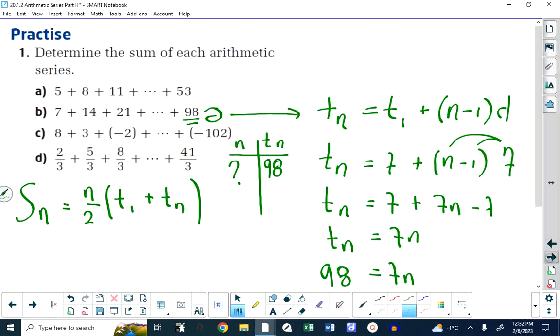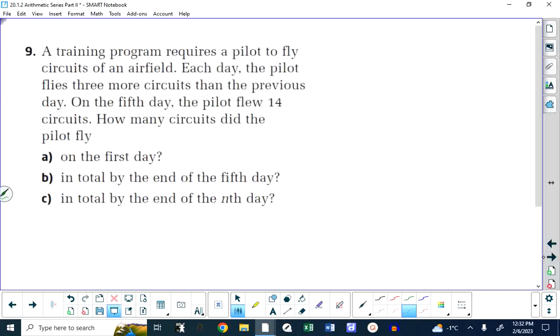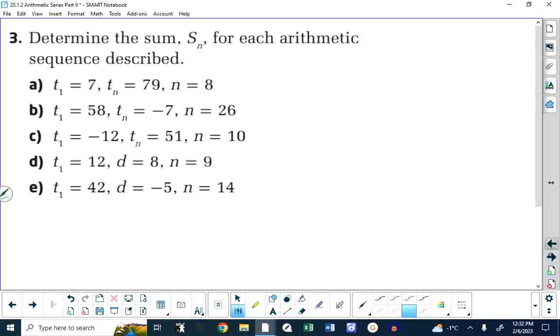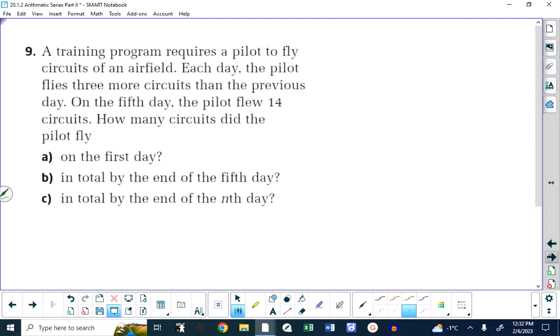All right, so let's go back to this question from the previous lesson. And I'm going to run through this fairly quickly. Not so quickly that you can't keep up and copy it down, but if you weren't here Friday, you're going to have to copy down what I have.